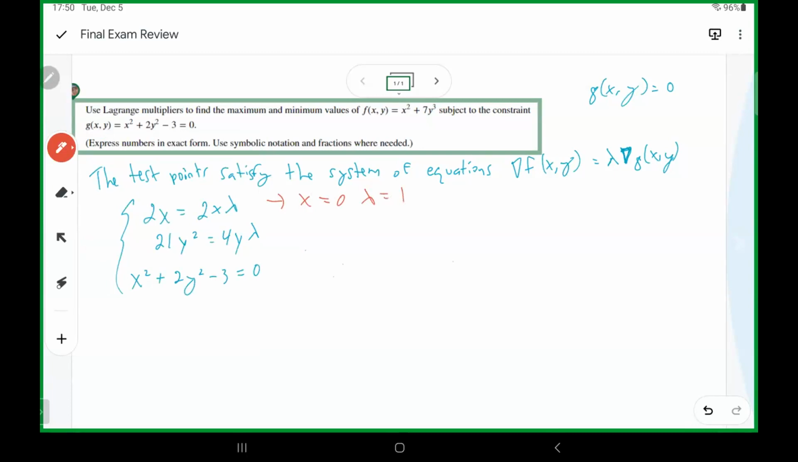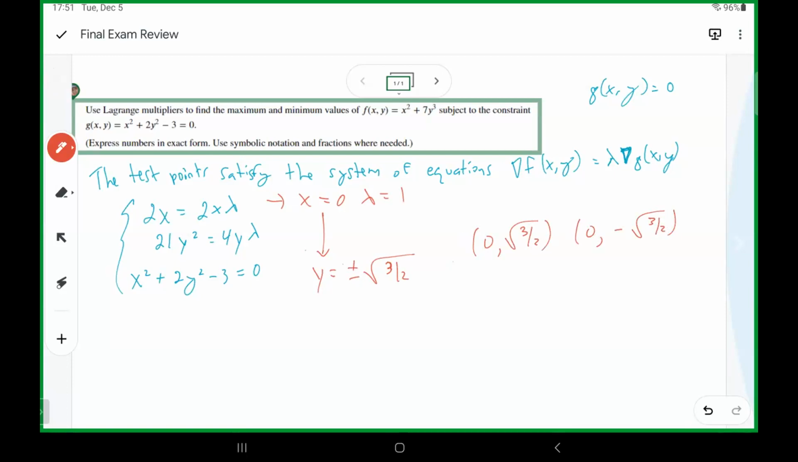If x equals 0, then the third equation would give us y equals plus or minus the square root of 3 halves, yielding 2 test points. So that would give us (0, square root of 3 over 2) and (0, negative square root of 3 over 2).